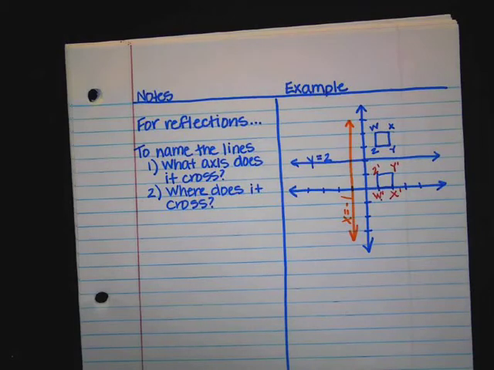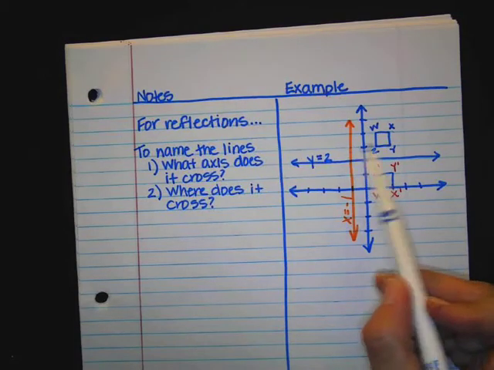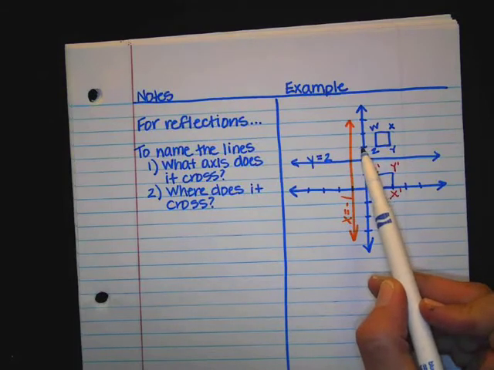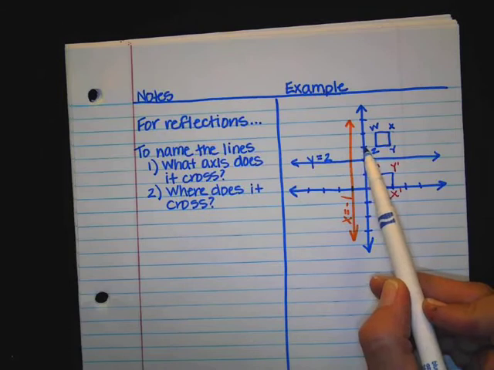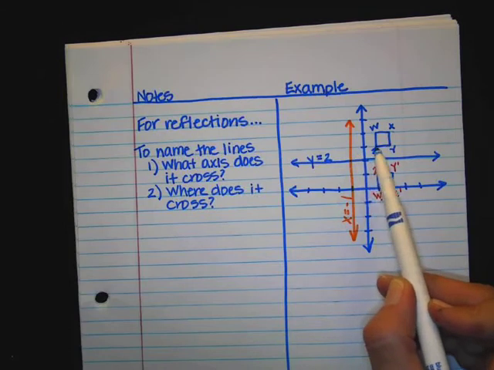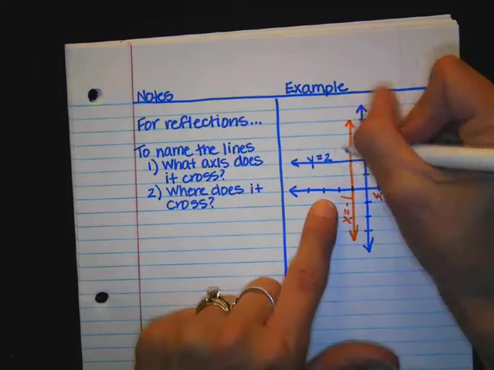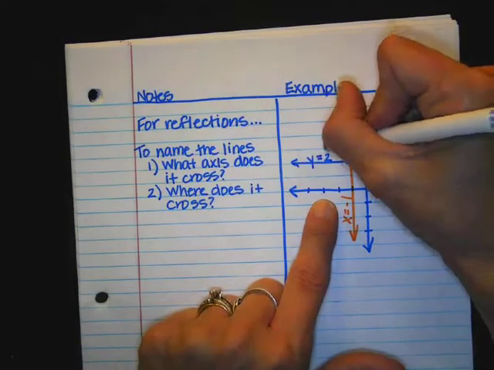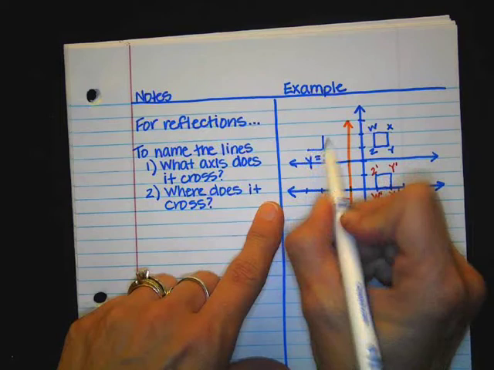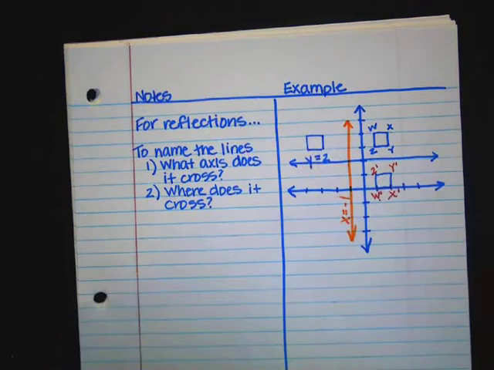Let's go ahead and reflect this little guy over. How many units away from the reflection line is WXYZ? 1. It's 1 unit away from the y-axis, but is it being reflected over the y? No. It's being reflected over the orange line. How many units is it away from the orange? 2. So it's going to have to be 2 units away from the orange line. I hope I have enough room to write this down.